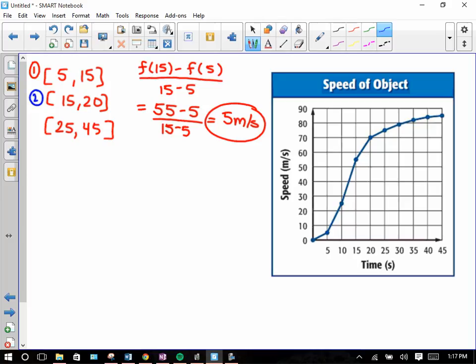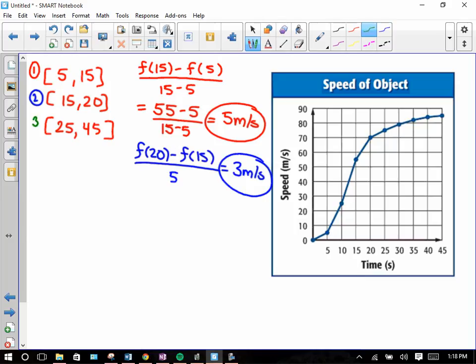Next would be f of 20 minus f of 15 divided by 20 minus 15, which is 5. So f of 20, you look at the graph, is 70. F of 15 was 55. 70 minus 55 is 15. 15 divided by 5 is going to be 3 meters per second. It's important that you label this stuff. When it does give you a label for something, when you're talking about speed, you do want to make sure you're labeling this stuff.